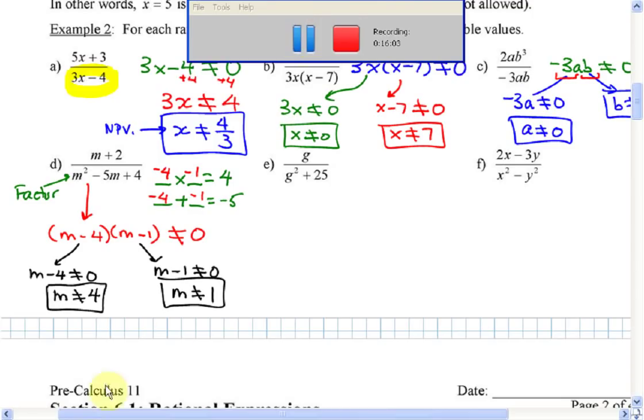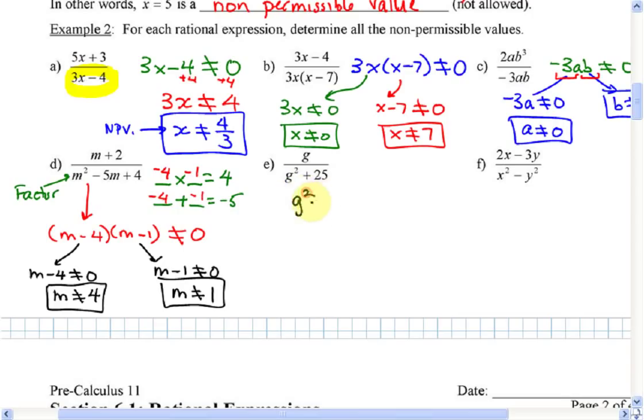I saw many of you do this. g squared plus 25 can't be equal to 0. And then you did this: g squared can't be equal to negative 25. And then you took the square root. g can't be equal to, now what's the square root of negative 25? Undefined. Okay, plus minus the root of negative 25. Try it on your calculator. The idea is you can't do it. No such thing. You can't take the square root of a negative number.